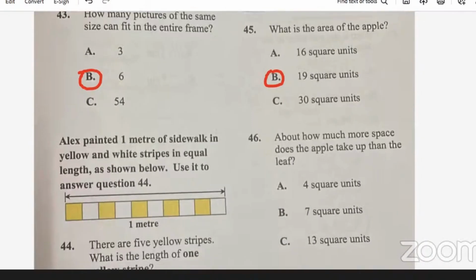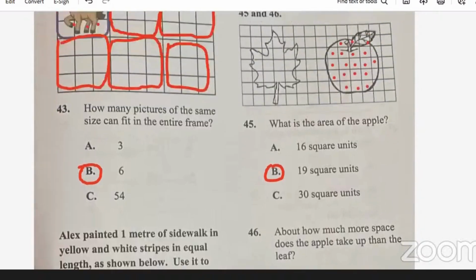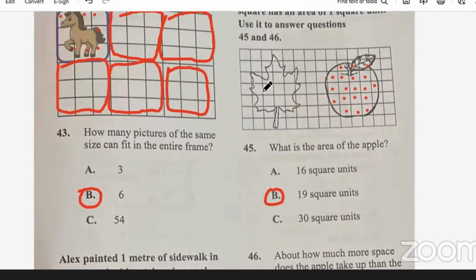46 says, about how much more space does the apple take up than the leaf? So we're going to have to do the same thing with the leaf and then find the difference between the two to see how much more space the apple takes up than the leaf. All right, so let's go back and try to see. 1, 2, 3, 4, 5, 6, 7, 8, 9, 10, 11. I'm trying to find all the whole pieces.